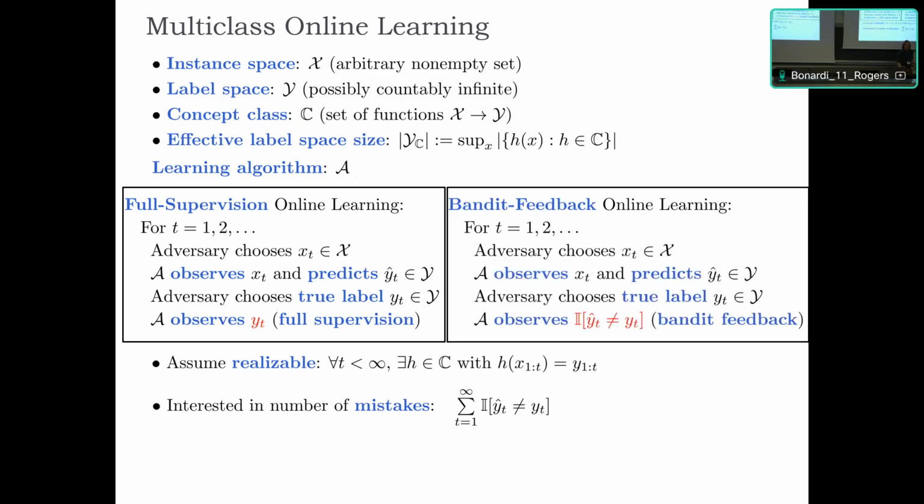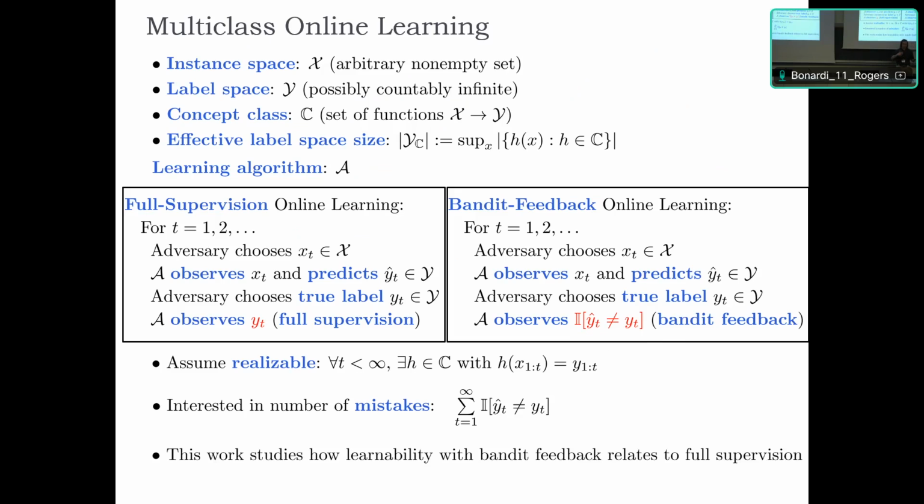The variant that we'll be mostly interested in here is online learning with Bandit feedback. Here, the only change is that the learner doesn't get to observe the true label yt. Instead, it only observes whether or not it made a mistake, so just the indicator of the mistake. That's much less information that it's getting back about the true label. It just knows whether it was correct or not. The main topic of this work is studying how learnability with Bandit feedback relates to learnability with full supervision.